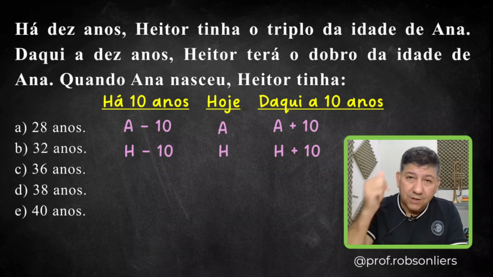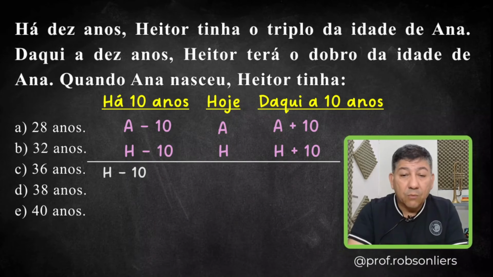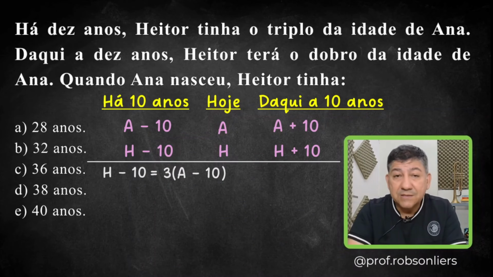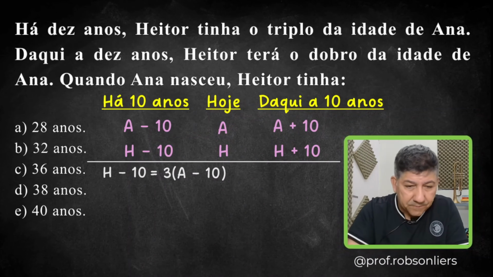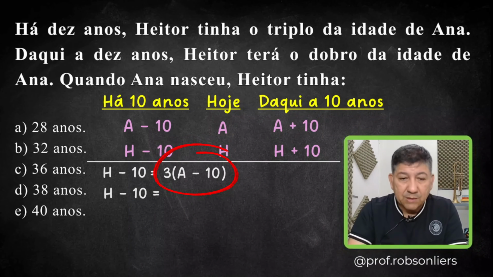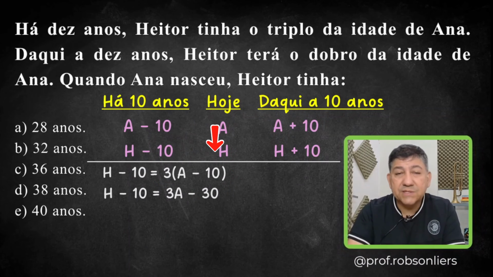So, Heitor's age 10 years ago, which is H minus 10, was equal to 3 times Anna's age. So, it's equal to 3 times her age. Solving this equation, I'll repeat it here. Look, H minus 10 equals 3 times A. The 3 is multiplying everything inside the parentheses. So, 3 times A is equal to 3A. 3 times minus 10 is minus 30.